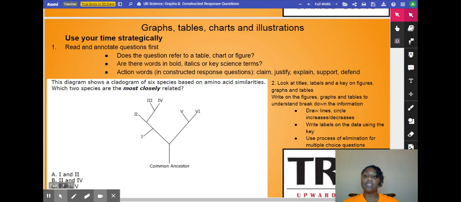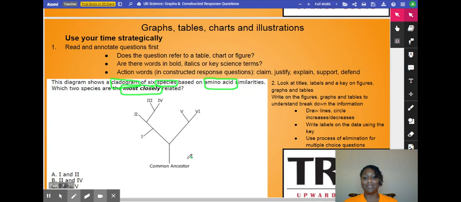This question says, this diagram shows a cladogram of 6 species based on amino acid similarities. Which 2 species are the most closely related? So, using the tip that I gave you, we first look at the words that jump out from the question. Those are the words in bold here: most closely. Now we look for any science terms we may have learned in our science course. Cladogram, that is definitely a science term. Amino acids, and similarities, but amino acids. Species, that's another really good science term.